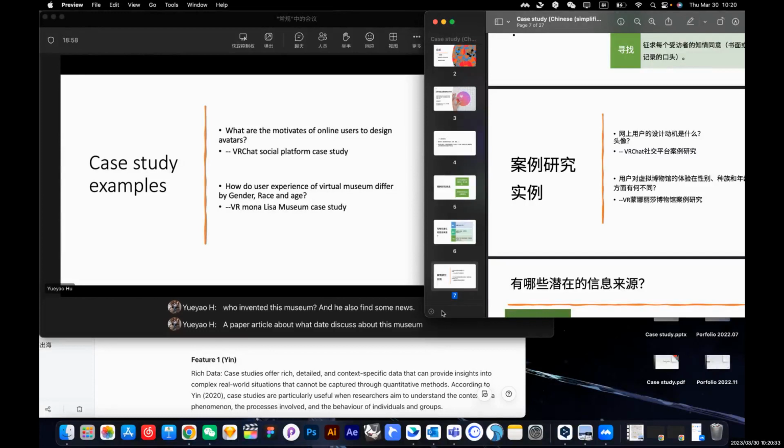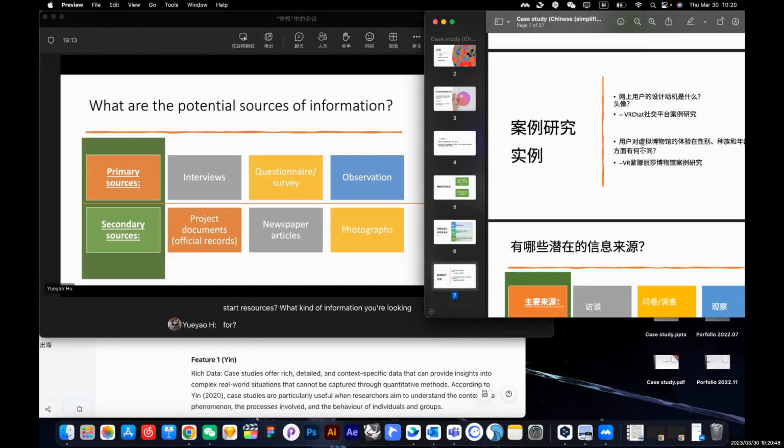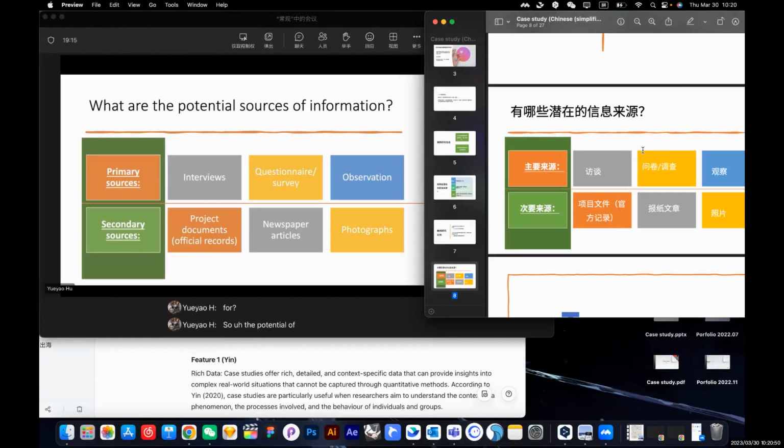So think about it. If you use case studies, what kind of sources might you consider, and why do you want to choose those resources? What kind of information are you looking for? So, the potential sources of information. First of all, you will have what we call first-hand sources: interviews, questionnaires, observation, and more. Secondly, in case studies, you might involve second-hand resources, like project documents.